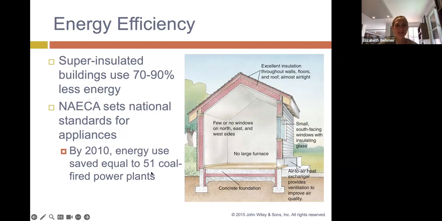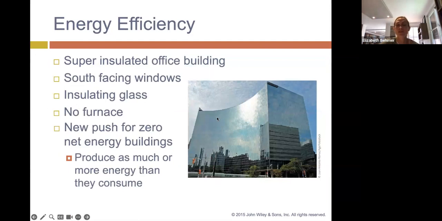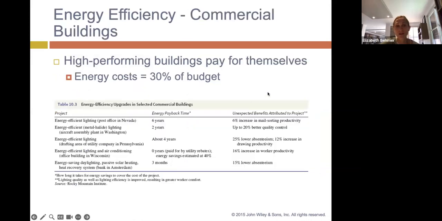The NAECA sets national standards for appliances, and by 2010, which now is a long time ago, the energy use saved was equal to about 51 coal-fired power plants. So we have gotten better over the years. Energy efficiency, you can have super insulated office buildings with south-facing windows, insulating glass, no furnace. There's a new push for zero net energy buildings, which produce as much or more energy than they consume.